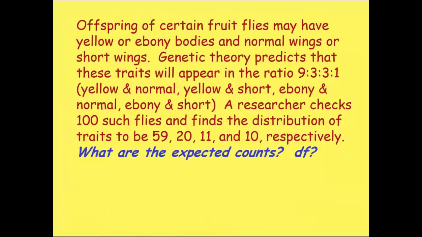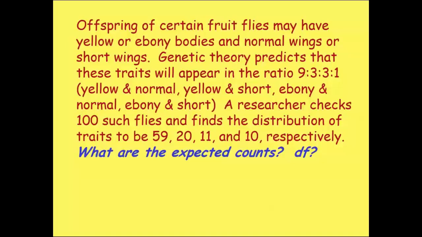All right, look at another example. Offspring of certain fruit flies may have yellow or ebony bodies and normal wings or short wings. Genetic theory predicts that these traits will appear in the ratio 9, 3, 3 to 1: yellow and normal, yellow and short, ebony and normal, and ebony and short. A researcher checks 100 such flies and finds the distribution of traits to be 59, 20, 11, and 10 respectively. What are the expected counts and the degrees of freedom?